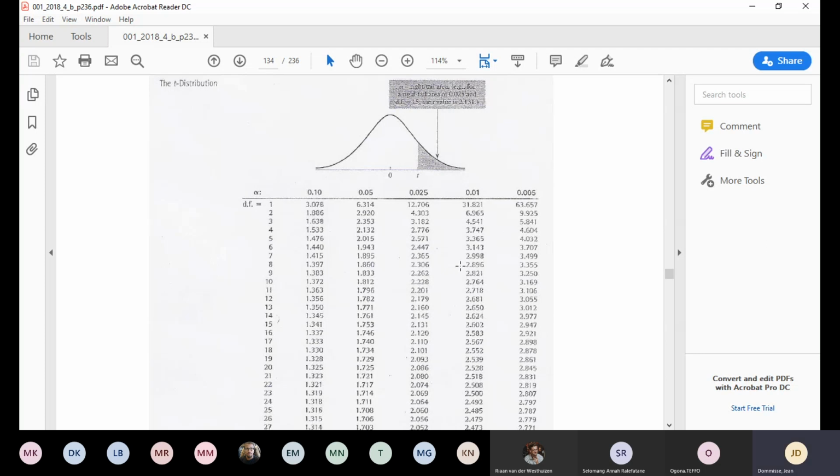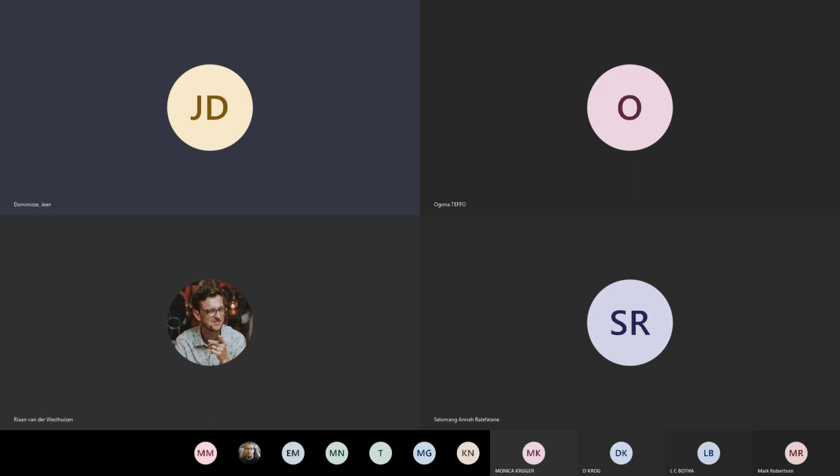Okay, so let's keep those two figures in mind. One is 0.821, the other one is 0.25. Okay, so let's go back to our options. Let me share the screen again.